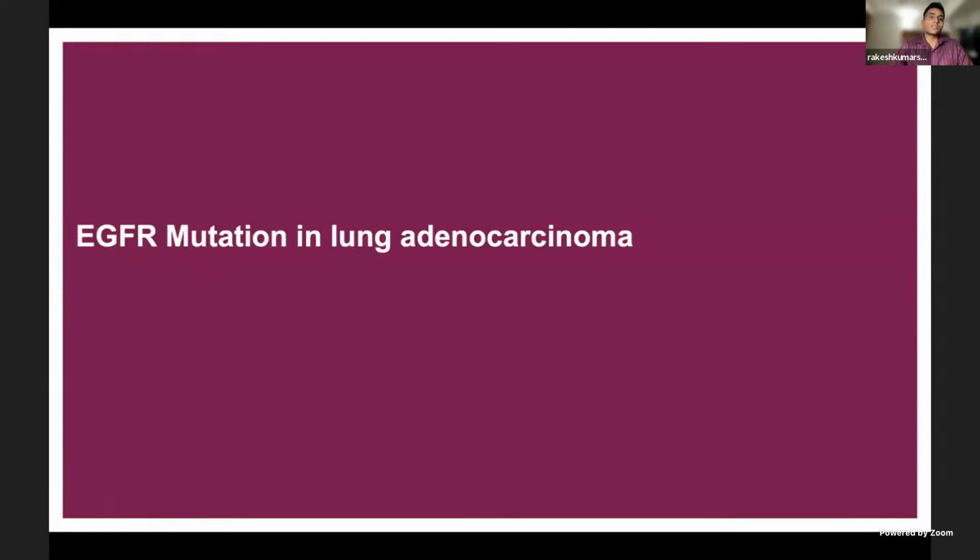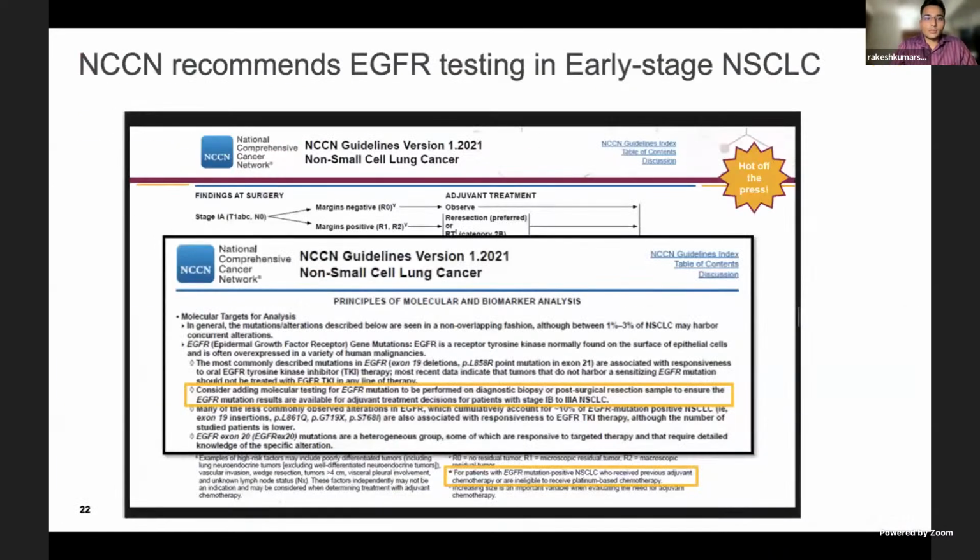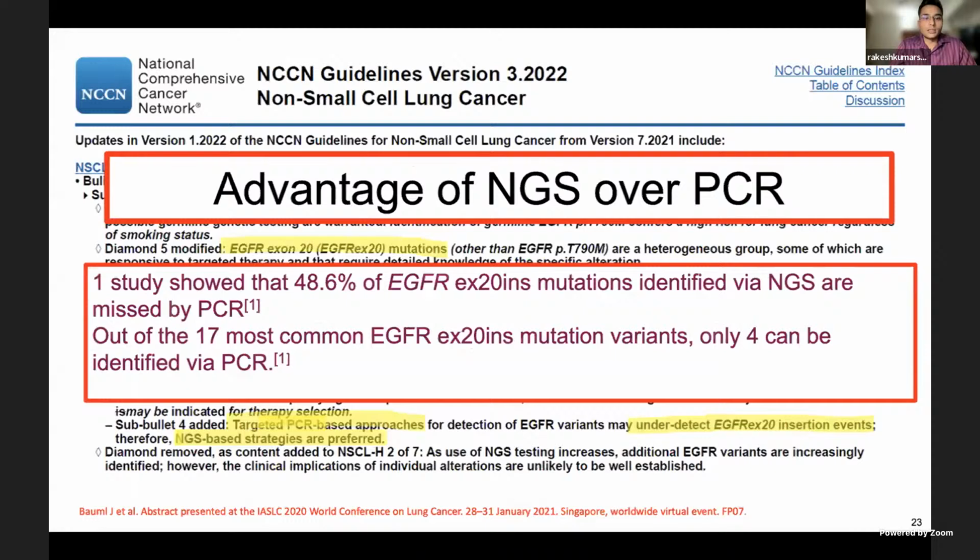We will move on to EGFR mutation in lung cancer. To study EGFR, formalin-fixed paraffin-embedded sections of tissue obtained from various sites of the tumor can be used, and there is good concordance of EGFR mutation between the primary site and metastatic sites. Discordances are very rare. This testing is recommended by various guidelines, and there is nothing new about this.